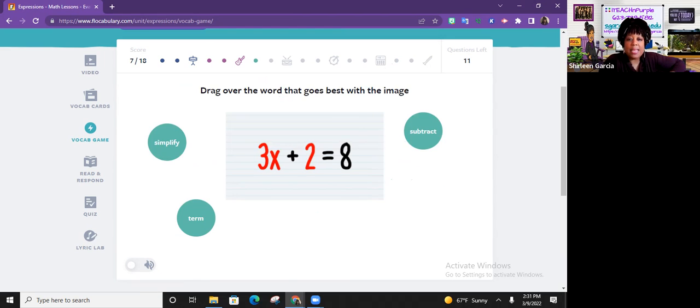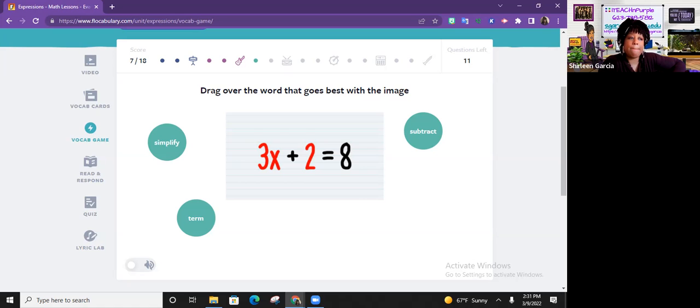All right, now looking at the, I'm sorry, the red parts of this equation. This is an equation because it has an equal sign. So the 3x and the 2, are those simplified? Are those terms? Or is that representing subtraction?